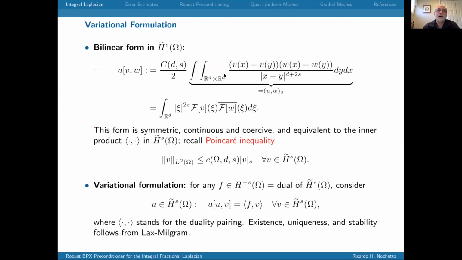And so this bilinear form here, which is associated with the Laplace operator, with the normalization factor, is the one we use to define the weak or variational formulation of the problem written here for test functions in H tilde S. This bilinear form is symmetric, continuous, and coercive because of the Poincaré inequality. So Lax-Milgram guarantees everything we want from the functional setting point of view: existence, uniqueness, and stability.